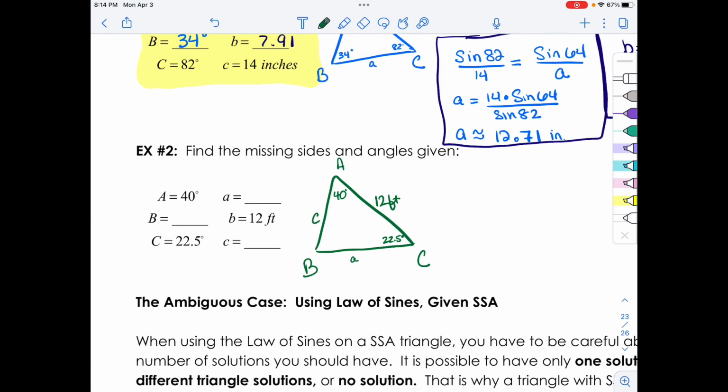Okay, so if I know the two angles, I'm going to subtract from 180 to find the other angle. So the measure of angle B is 180 minus 40 minus 22.5. So B, we have 117.5.